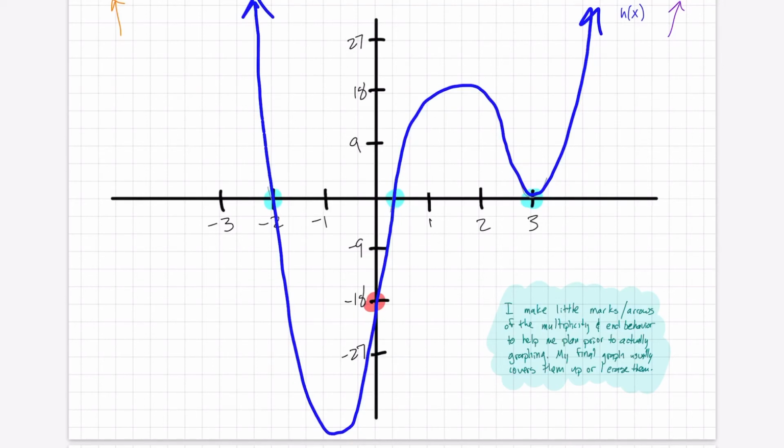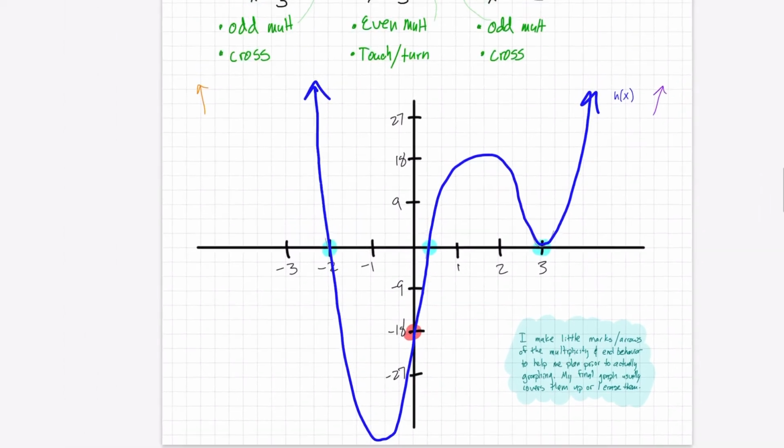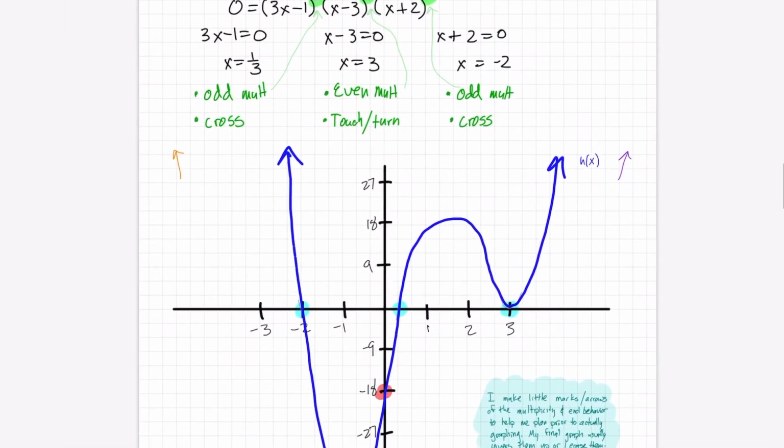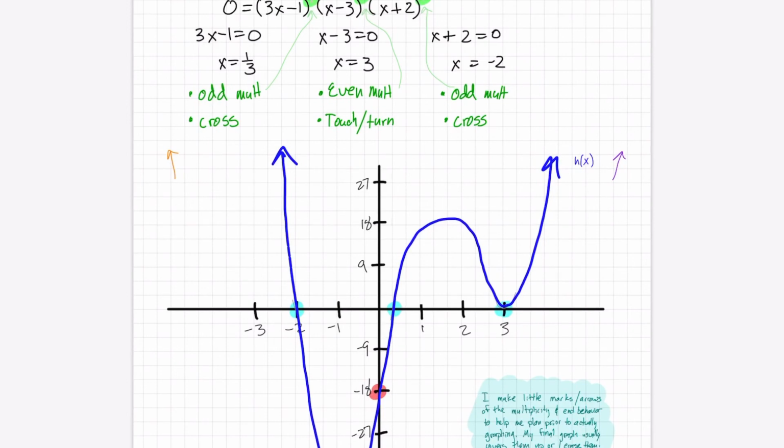And do note that I have my h of x already there, so that way my function is labeled. So I made those little notes to myself, and you honestly can't see them right here, so I'm not going to worry about erasing them, but that just helped me make sure that I found my multiplicity. So again, let me review our multiplicity now that it's graphed. So notice when x is 1/3, it crosses. When x is -2, it crosses. And then when x is 3, it touches and turns. So that's our multiplicity.